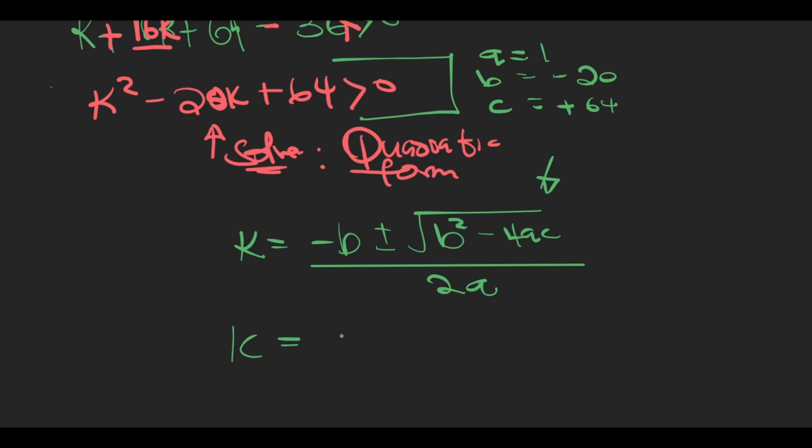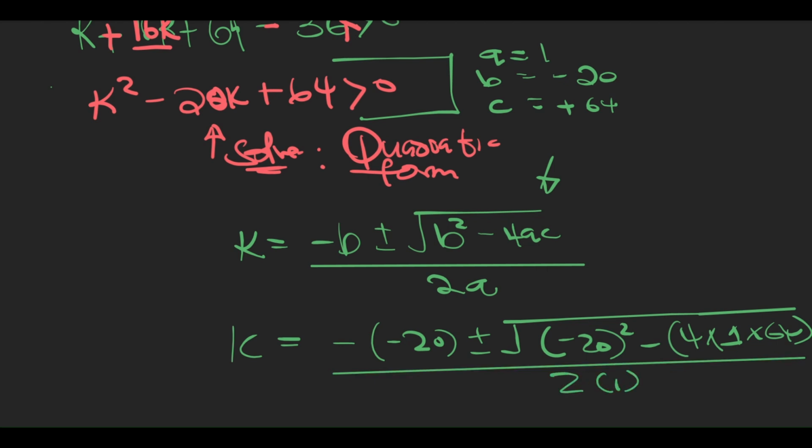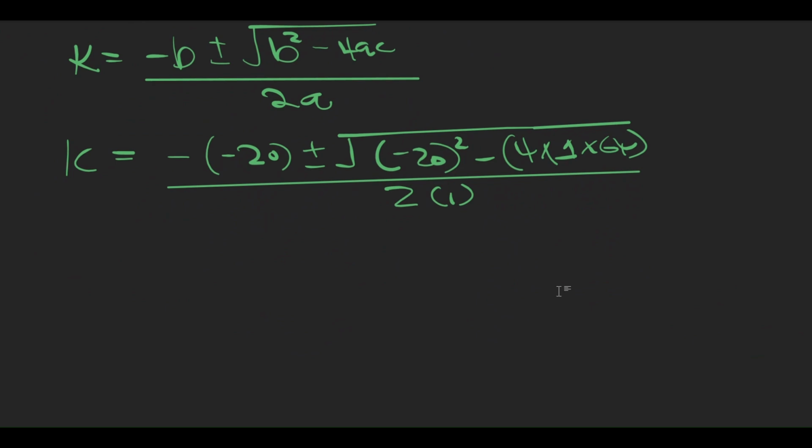So minus b, this will be the minus of minus 20, then plus or minus the root of b squared, which will be minus 20 squared minus 4 times my a, which is 1, times 64, all the way. So the whole of this will be all over 2 into 1. Now, you can easily simplify this quickly. So k will be equal to positive 20 because negative times negative gives you positive.